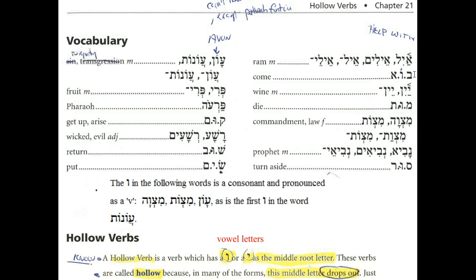One other item about the vocabulary: the textbook does not tell you what the vowel value of these hollow verbs is, and so I've indicated that here on my book. Bo, beit vav aleph, is pronounced bo, so you have a holem vav with that. Here the verb to die is mut. The verb to turn aside is sur with a shurik. The verb to get up or rise is kum. The verb to return is shuv. And the verb to put is seem.